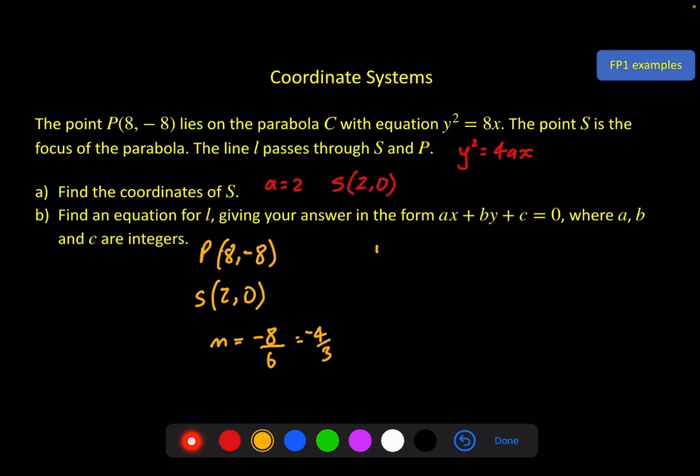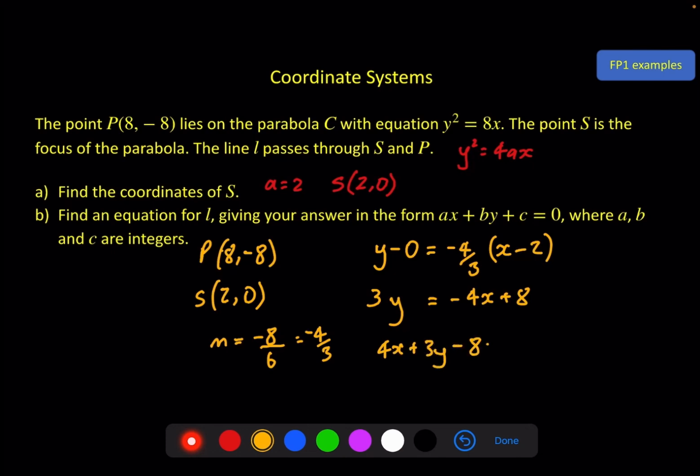Put that into our straight line equation. y minus y1, I'll take the S coordinate, is equal to m times (x minus x1). So we have y is equal to, let me multiply by 3 there as well, 3y is equal to minus 4x plus 8. So in the form they want, we've got 4x plus 3y minus 8 equals 0. And that is the equation of L that goes through point P and point S.